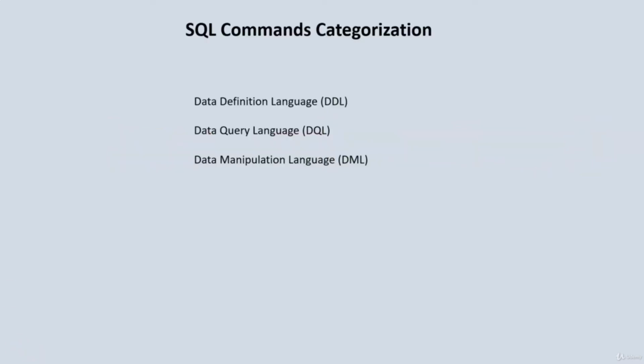Let's talk a little bit about SQL command categorization and the different commands that fall under these categories. SQL commands are grouped into three main categories. We have data definition language, DDL, data query language, DQL, and data manipulation language, DML. These are not all of the different categories that we have, but most of your SQL commands will fall under these three main categories.